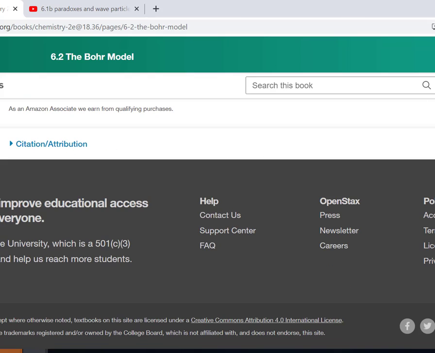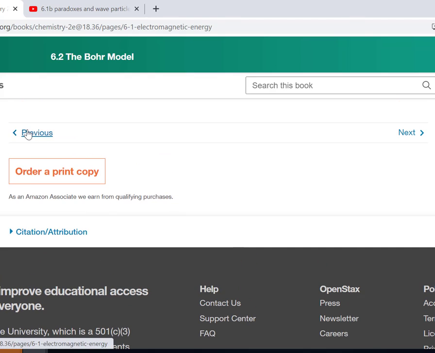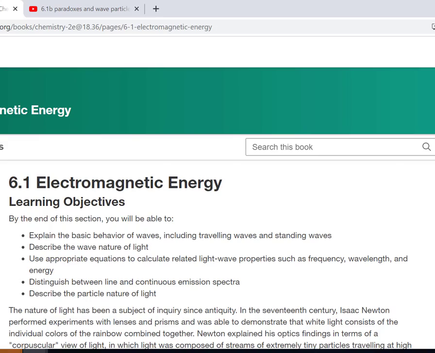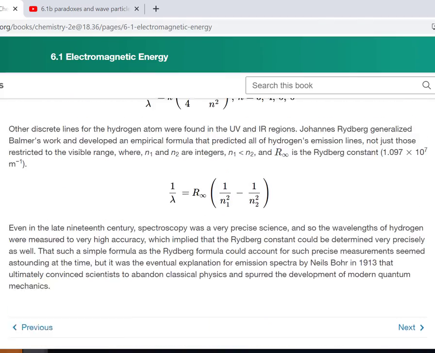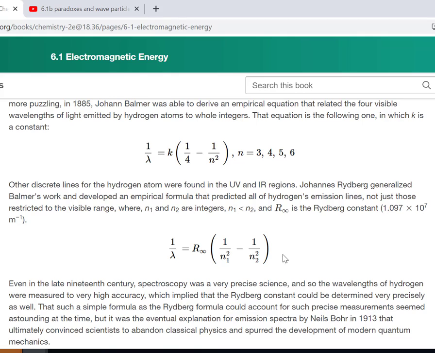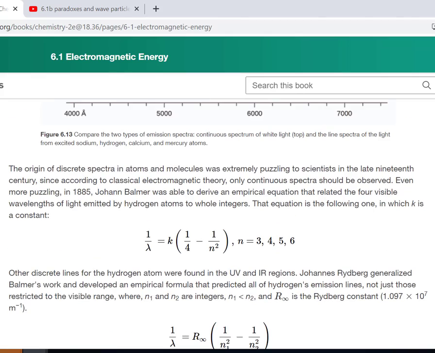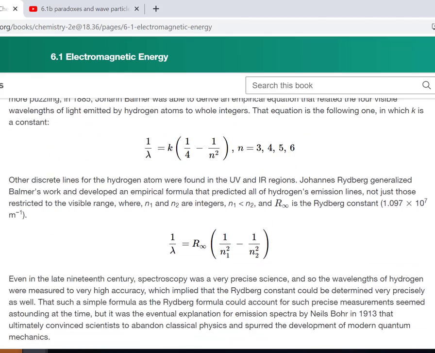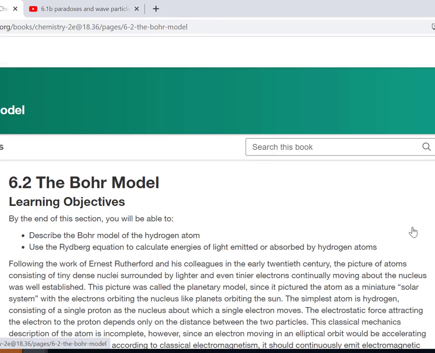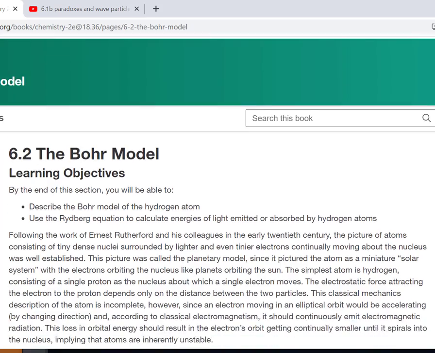Before we jump into this, I want to go back to where we left off at the end of 6.1, which was this Rydberg equation. That is kind of foreshadowing where we're going with this, where we notice that the inverse of the wavelength is equal to a constant times this relationship between integers. Now it turns out that that is more than just an interesting mathematical anomaly. It's the explanation for what the electrons are actually doing within the atom.